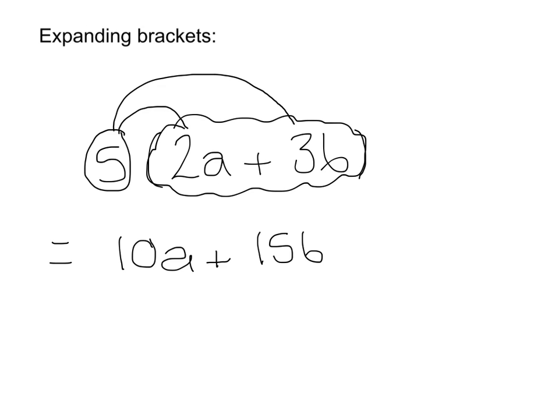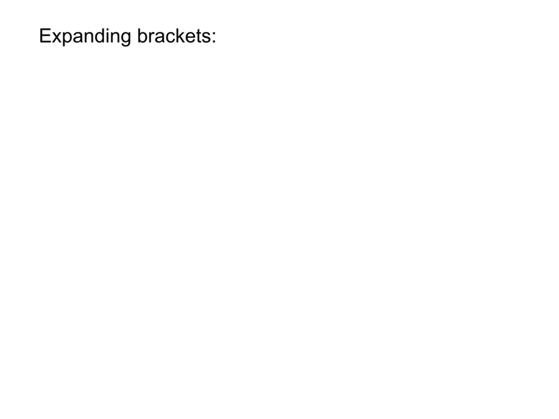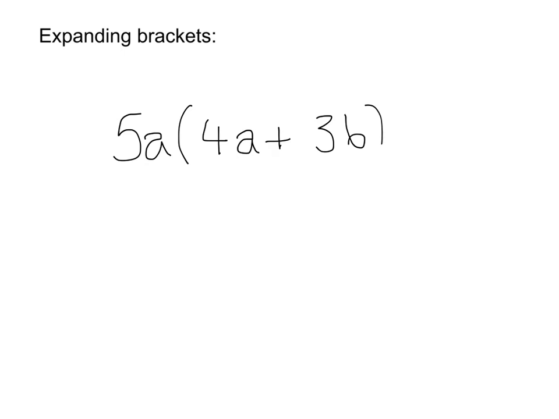So we'll look at another example. This time we'll look at an expression that has unknowns both on the inside and the outside. So let's say then first of all that we have 5a open brackets 4a plus 3b. Again, I'm going to use the same method, so I'm going to draw a line between 5a and 4a. Now I do 5 times 4, which is 20, and a times a, which is a squared. So my first expression is 20a squared.